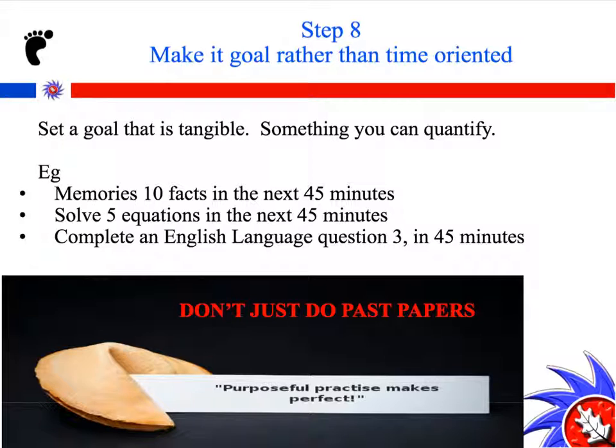So it might be that in 45 minutes for physics, I'm going to do paper 1 and I'm going to memorise 10 facts. It might be that for maths, I'm going to do 45 minutes, I'm going to do paper 2, but I'm going to solve 5 equations. Or it might be that for English language, I've got 45 minutes, I'm going to look at a question 3, as opposed to making it these vague, massive pieces that seem really scary when you sit down, and again, can actually lend yourself to wasting time.